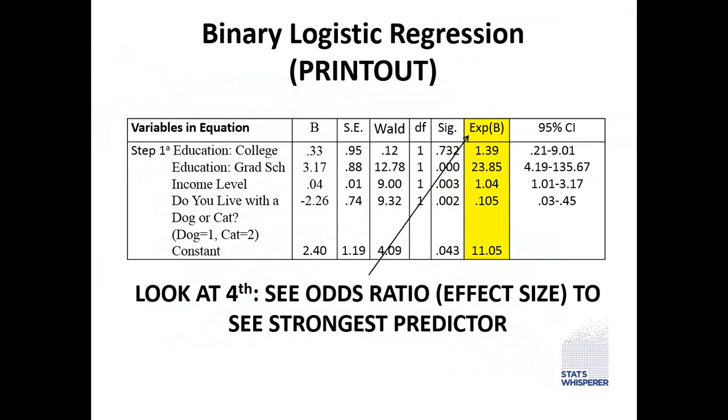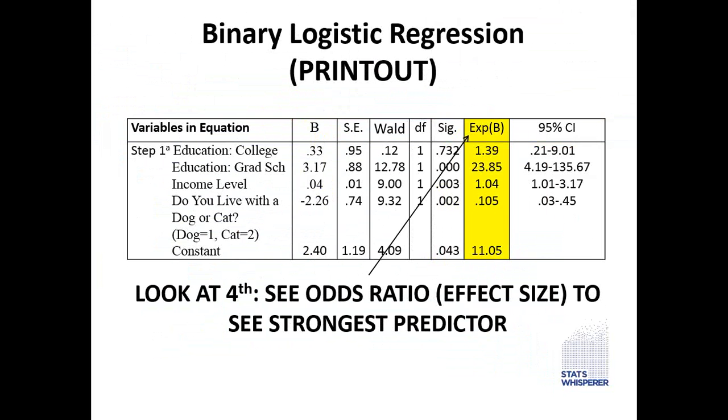So it's a small sample, and sometimes with small samples you get really big effect size estimates. That being said, our effect size estimate for graduate school is 23.85. So what that's saying is that people with a graduate school level education are almost 24 times more likely to be happy in reference to people with a high school level education. So that sounds really big.